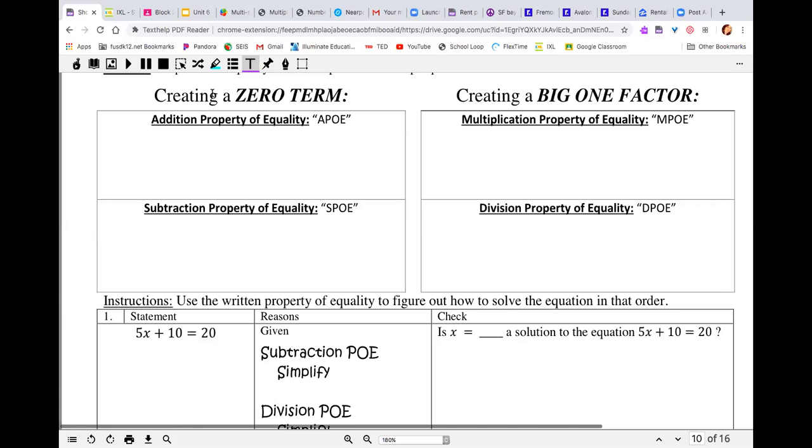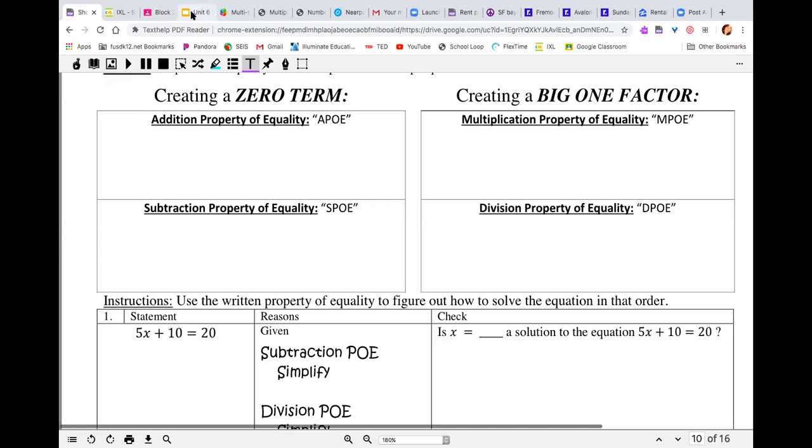Okay, so creating a zero term. A zero term is when the numbers cancel out to 0, like 4 minus 4 is 0, or -3 plus 3 is 0. And then one big factor is because it creates 1. So 5 divided by 5 is 1, right? Things like that. So when they cancel out to make 1, and then you times 1 times the variable, which is the variable. So 1 times x is x.